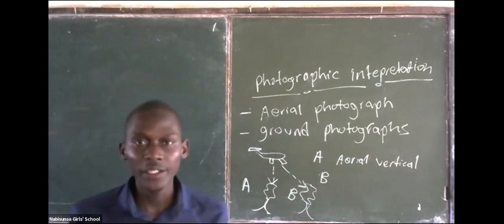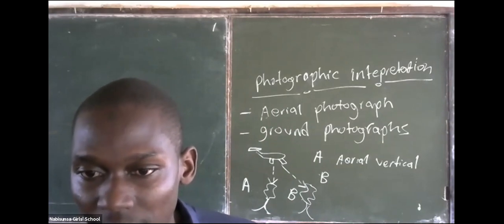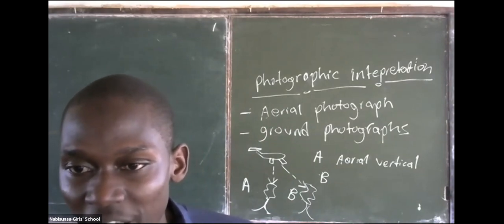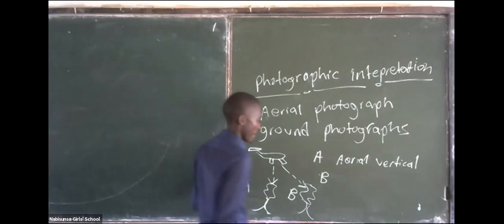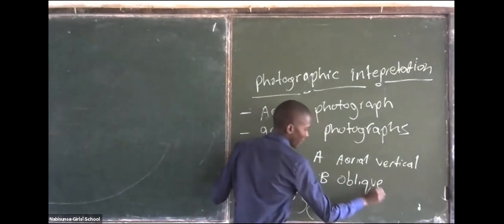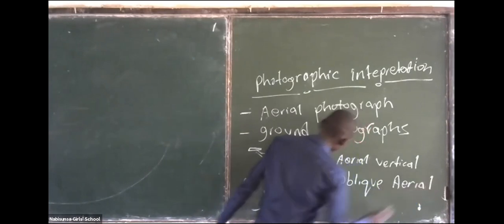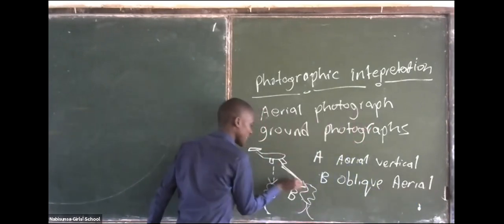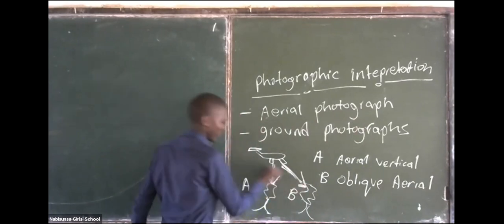Let me pick, there is this one. Martha Victoria. It's an oblique aerial photograph. Oblique. Why do you call it oblique? Because the camera is in the sky and it's tilted at an angle. It is tilted. Thank you, people. You understood this topic very well.